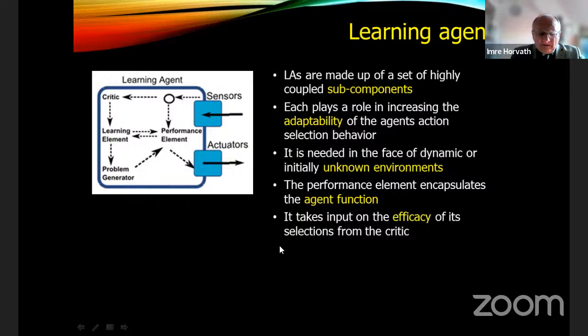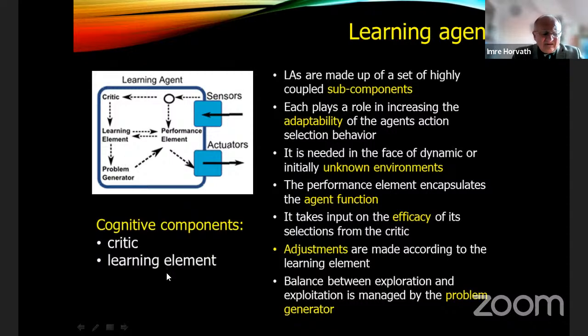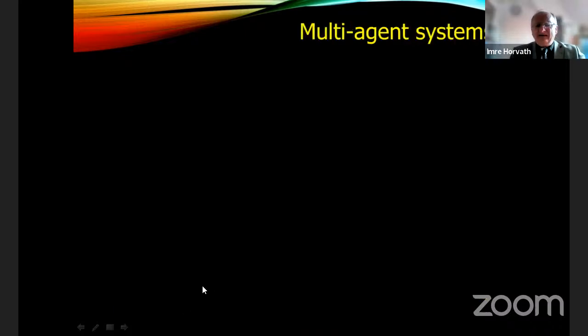So it also takes input on the efficiency of its selection from the critique part. It is indirectly related to that. And adjustments are made according to the learning elements, what the learning results in. The balance between exploration and exploitation is managed by a problem generator, which I already mentioned. The major cognitive components are here: the critique elements, the learning elements, the problem generator, and the performance element.